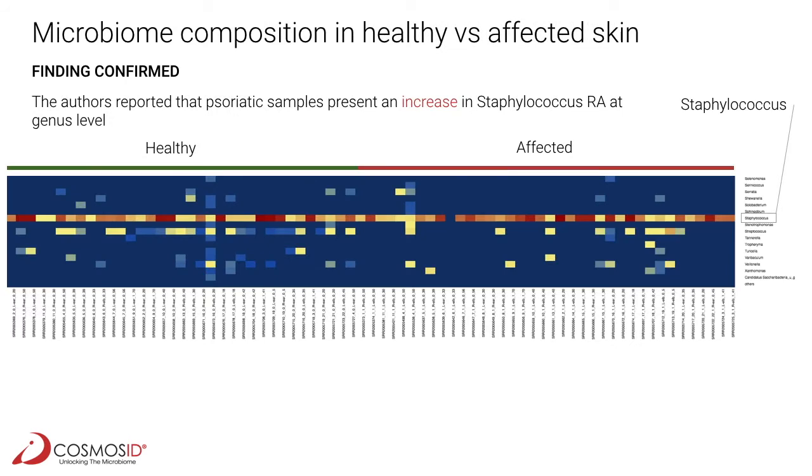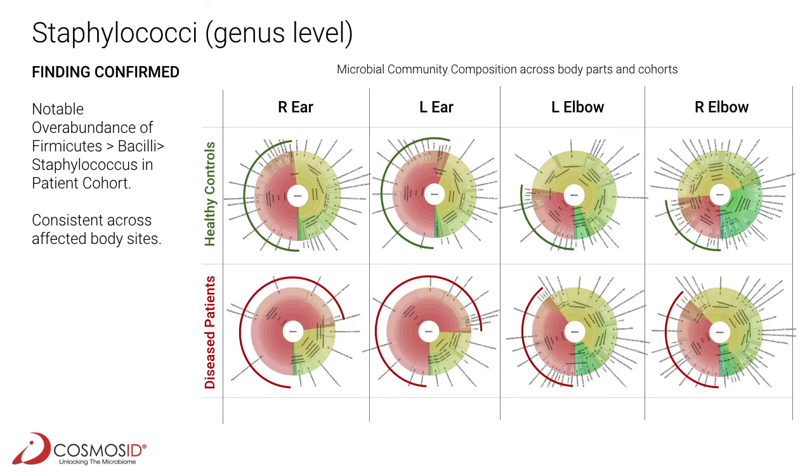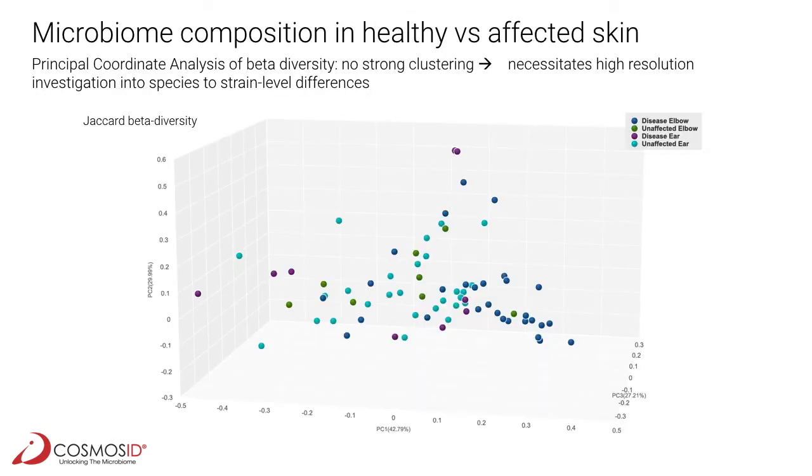The authors also reported that psoriatic samples presented an increase in the relative abundance of Staphylococcus at genus level. And that is also what's shown here, where we're comparing the healthy cohort to the diseased cohort at the bottom, and you see an increase in relative abundance of the genus Staphylococcus that is consistent between cohorts and across body sites.